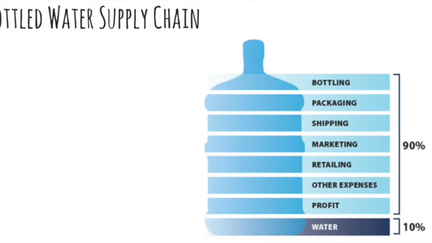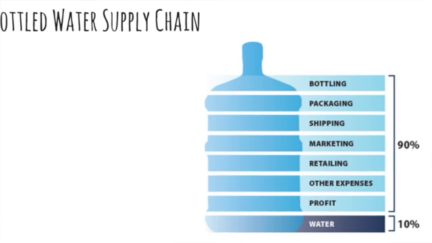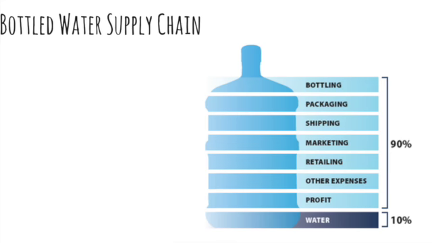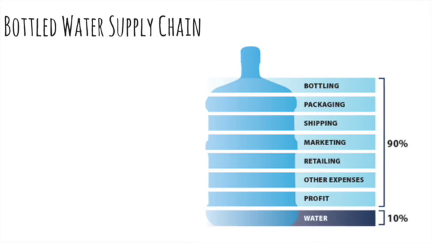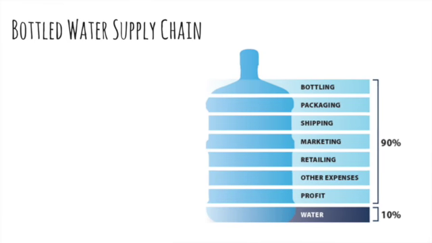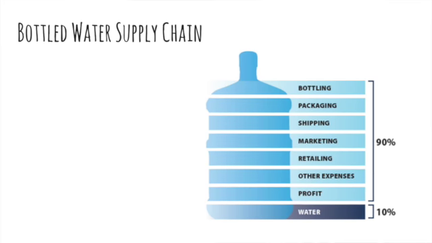When most people think of the price of a bottle of water, they think only of the water inside of the bottle, when in reality, most of the actual product and price comes from the bottle itself. The bottling, packaging, shipping, marketing, retailing, and other expenses all make up 90% of the bottled water supply chain, while the cost of the water only makes up a mere 10%.